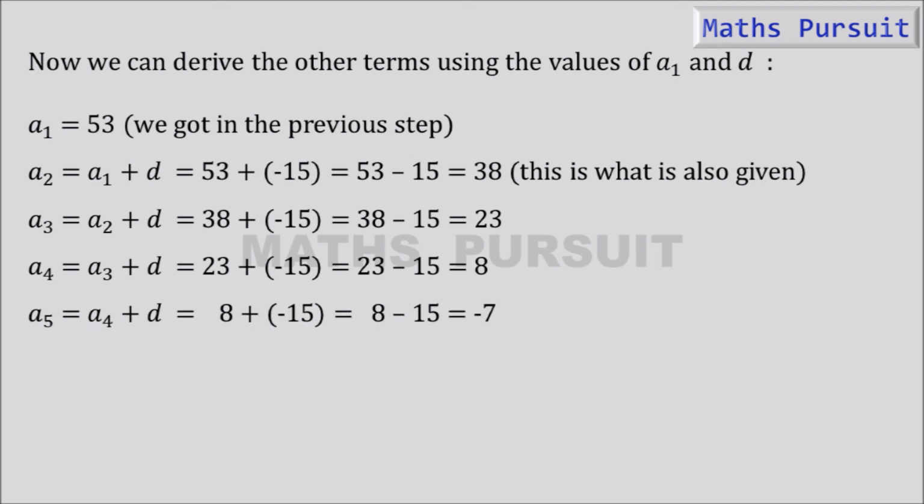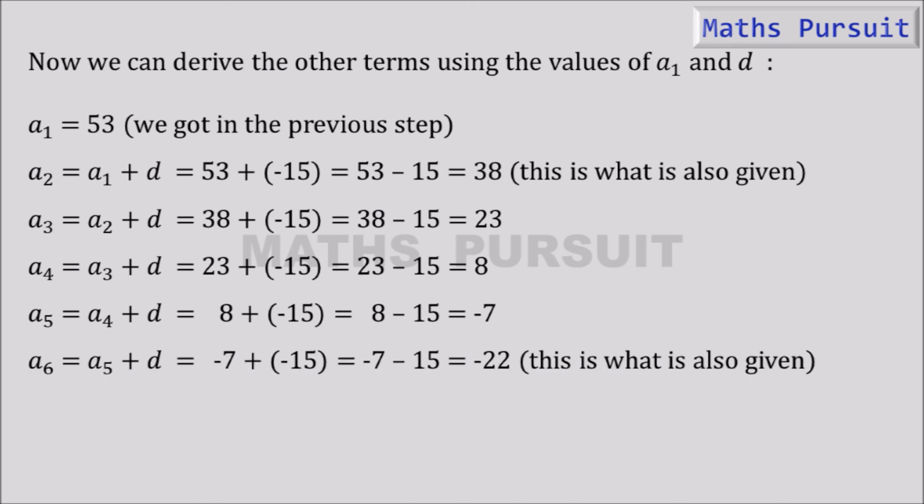A5 is equal to A4 plus D, that is equal to 8 plus minus 15, that is equal to 8 minus 15, that is equal to minus 7. A6 is equal to A5 plus D, that is equal to minus 7, which we got in the above step, plus minus 15, so that is equal to minus 7 minus 15, that is equal to minus 22. This is what is also given. That means we are getting the same value as given. So up to here we could understand that whatever we are doing is absolutely correct.